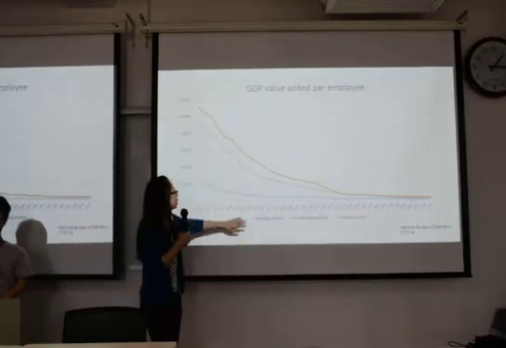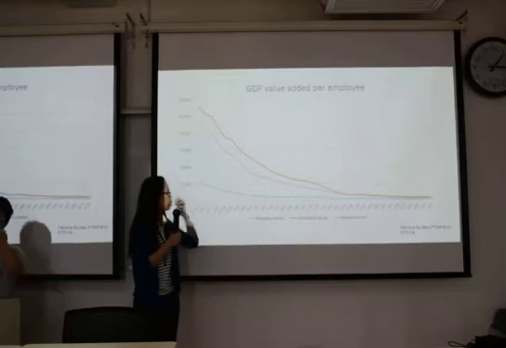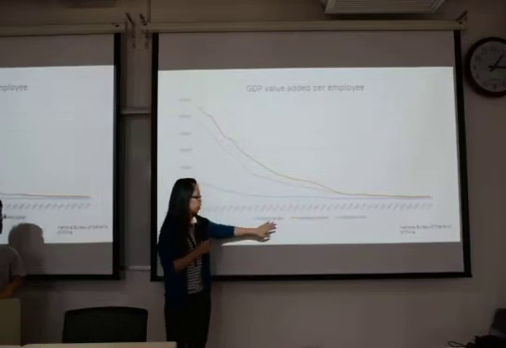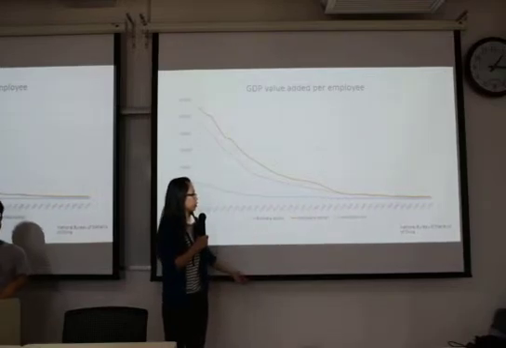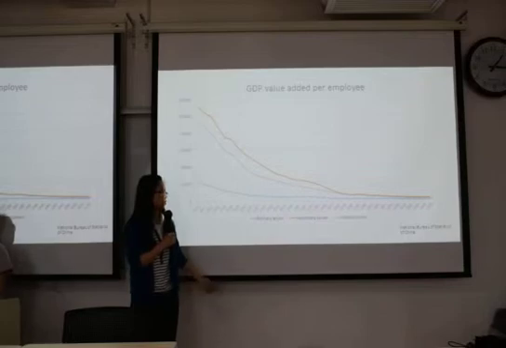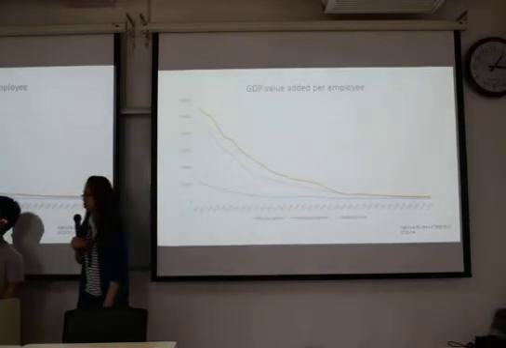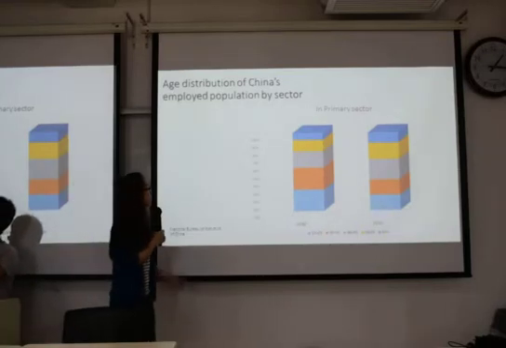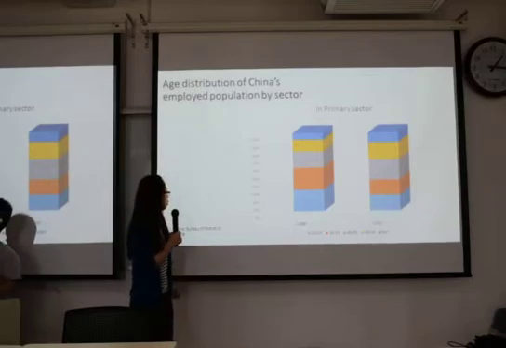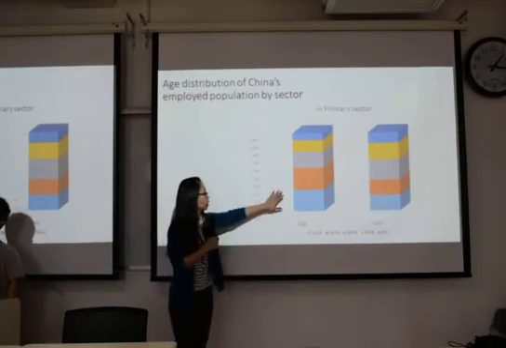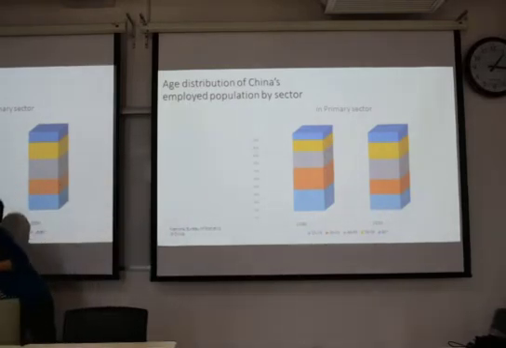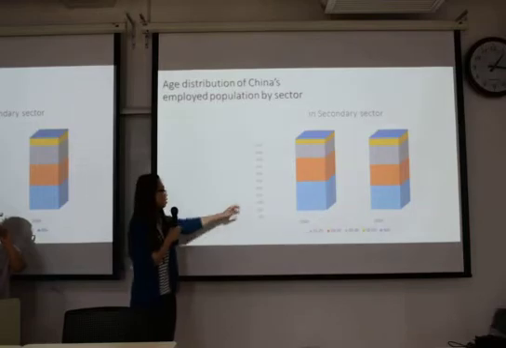Thank you. And this one is about the GDP value added per employee, and you can see that it is different from the previous chart. Actually, the value added to the GDP, the most one is the secondary sector. So it shows the importance of the secondary sector. And this one shows the age distribution of different sectors, and you can see that there are fewer people who are willing to work in the primary sector, and the secondary sector as well.